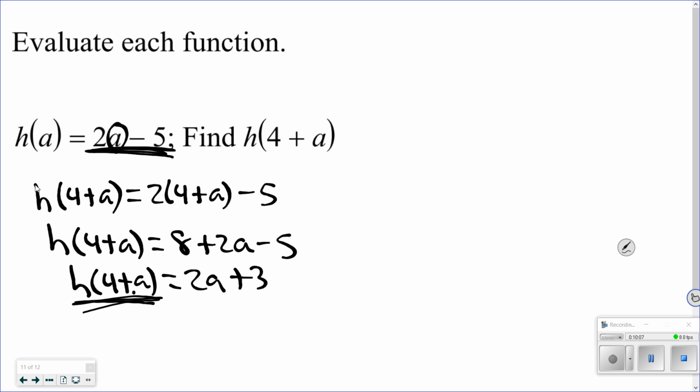Okay, so that's function notation and evaluating functions. And I have some practice there where you can go through and do some of these and make sure that we understand it. Let me know if you have questions.